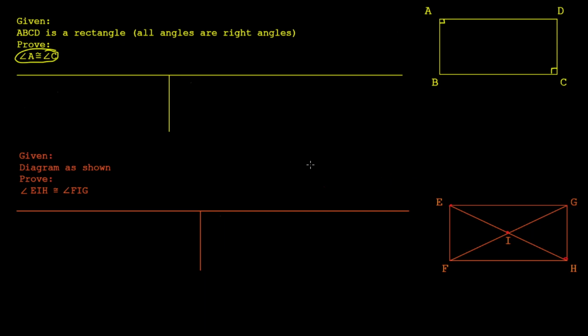One more time. Diagram as shown, given. Angle EIH is a straight angle, assume from diagram. Angle FIG is also a straight angle, assume from diagram. Angle EIH is congruent to angle FIG. If two angles are straight angles, then they are congruent.